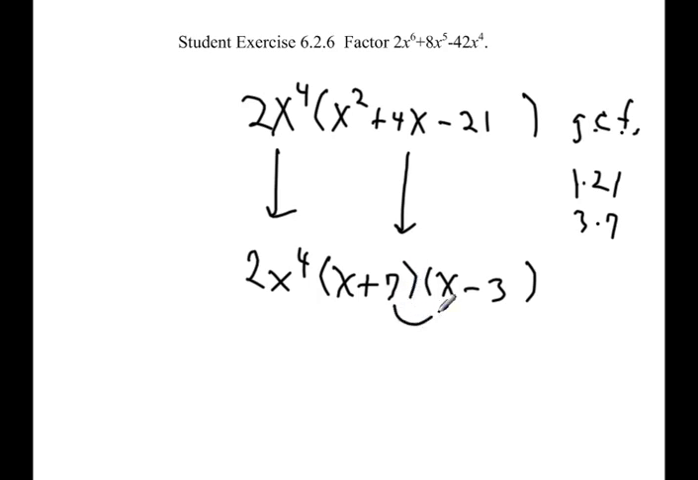Well, that's written in the notes, and so you can look at it. But let's just double check and make sure, as we've been doing, that we get the right thing. 7 times x is 7x. Negative 3 times x is negative 3x. Combine those and we get positive 4x as we should. Our answer is 2x^4 times (x + 7) times (x - 3).